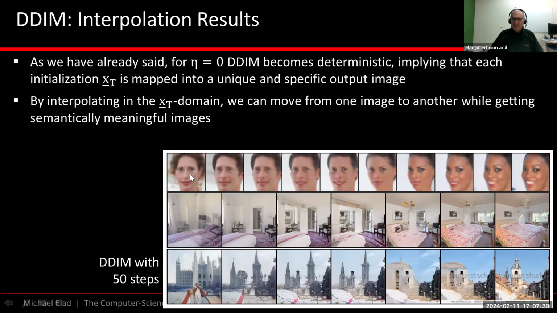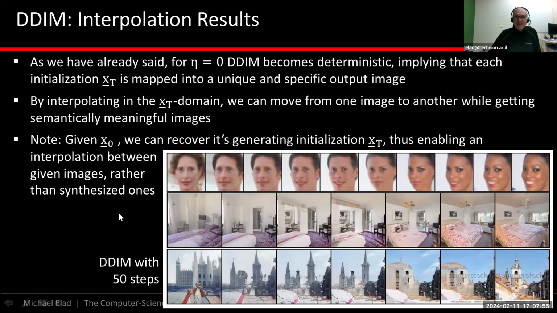I'm getting a sequence of faces that are smoothly varying from this person to this person, or from this bedroom to this bedroom, or from this church to this church. And why church? Because there is a data set of churches and there is a data set of bedrooms.